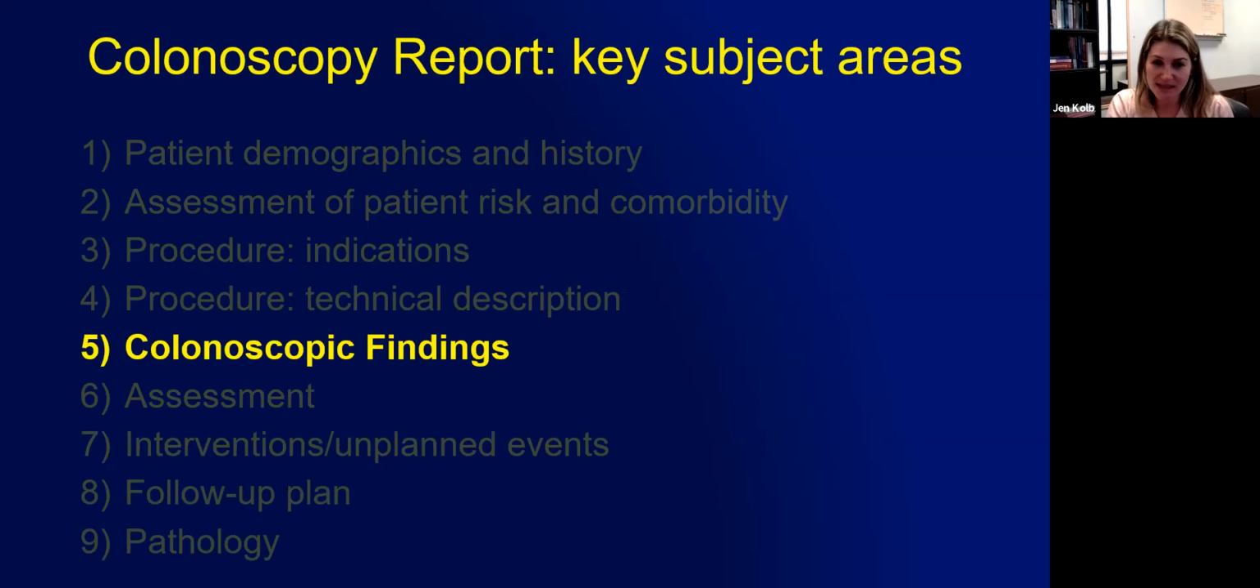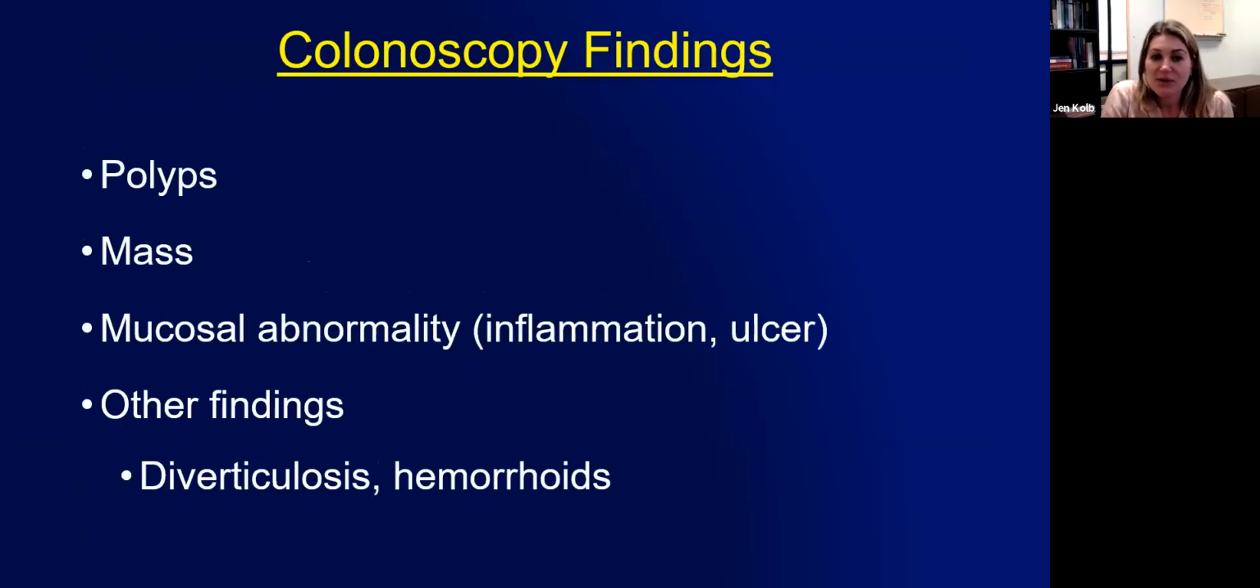And then of course, the other thing you want to look for in the reports once your patients go through their procedure, the question they might ask is, well, what did the doctor find? So the most important things that we report, of course, are polyps, mass, hopefully not. Is there any abnormality of the mucosa? Was there inflammation? Was there an ulcer? Were there other findings that are benign, meaning not something to worry about, but something that we would report? So like diverticulosis or hemorrhoids.